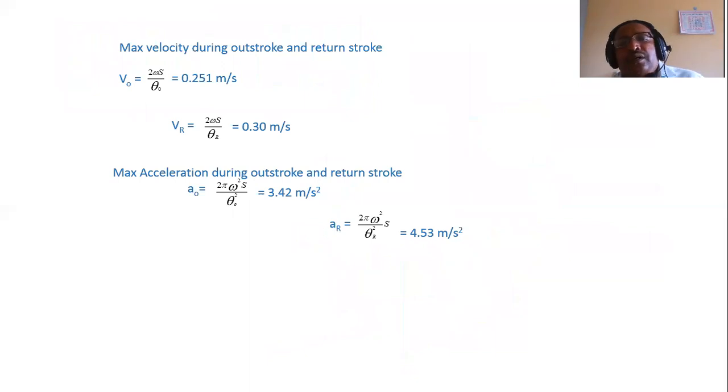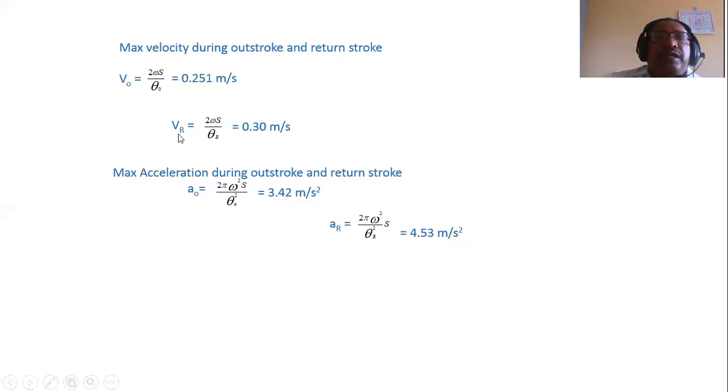Then to find out the maximum velocity and acceleration during outstroke and return stroke. So the formula we use to find the maximum velocity during outstroke and return stroke. This represents V suffix naught. It is the maximum velocity during outstroke. It is 2 omega s by theta naught. Here, while substituting it, take care: omega should be in radian per second, s value should be the stroke, that is, in meter. Then for the maximum velocity during the outstroke, we get 0.251 meter per second.